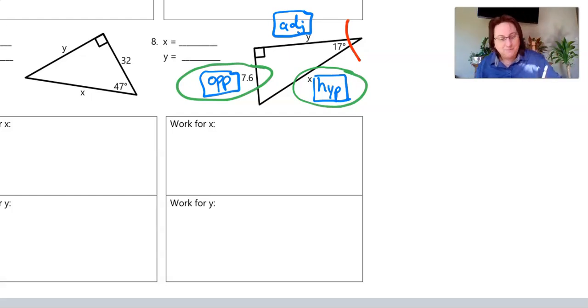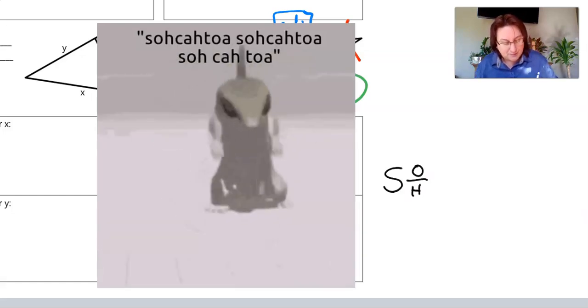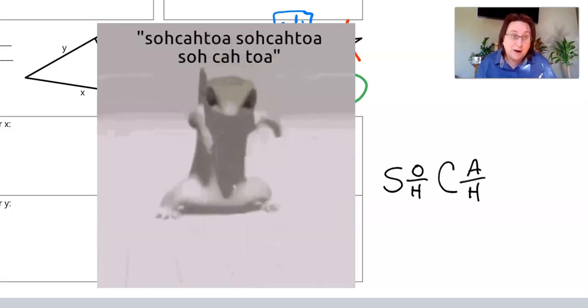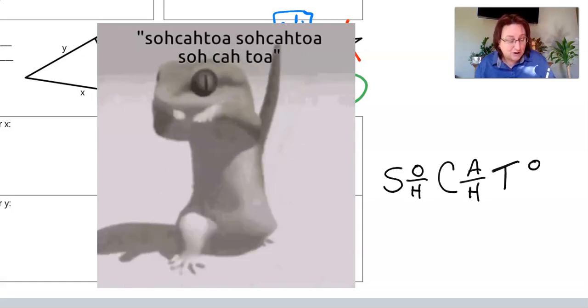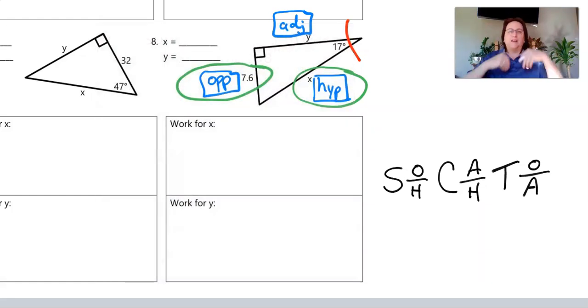All right, check this out, y'all. I'm going to write down SOHCAHTOA. This is sine equals opposite over hypotenuse, cosine equals adjacent over hypotenuse, and tangent equals opposite over adjacent. I know it sounds weird, but this helps us remember which function. S is sine, C is cosine, T is tangent, O stands for opposite, H stands for hypotenuse, and A stands for adjacent side.